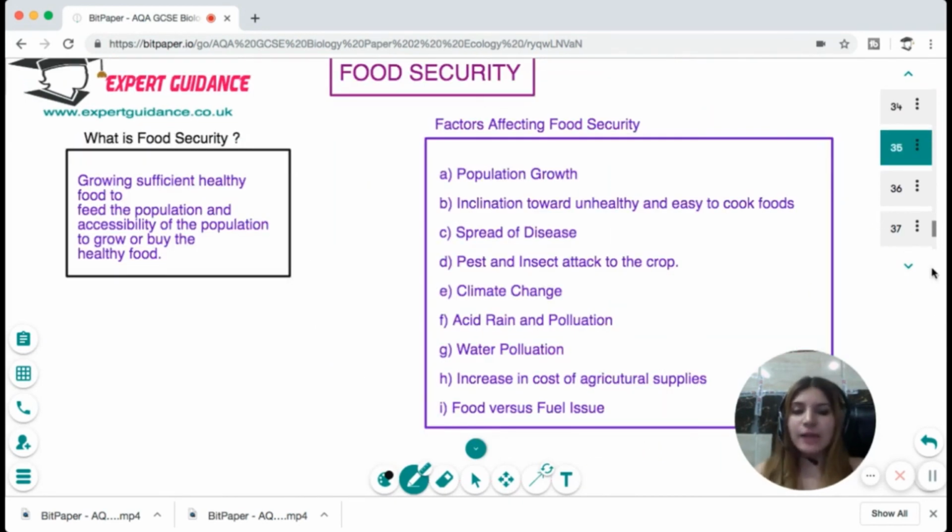Now, the last topic that we need to do is food security. What is food security? Food security, people say, is growing sufficient healthy food to feed the population, but it's not the complete definition.